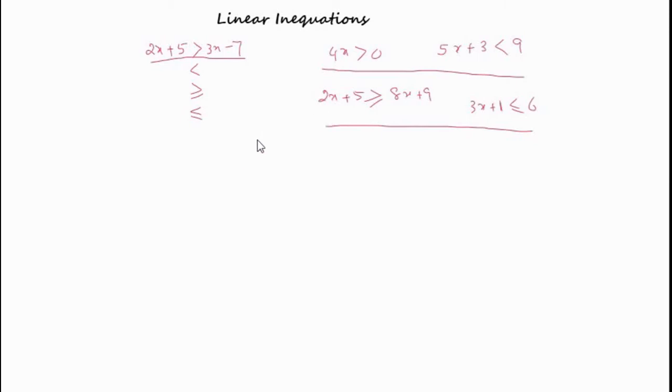And we can have linear inequations like 2x plus 3y greater than 5. This is also a linear inequation, but in two variables. We have variables x and y here. In this chapter, we are not going to discuss linear inequations in two variables. We are going to discuss linear inequations in one variable only. Hope you are clear with what is meant by linear inequation.